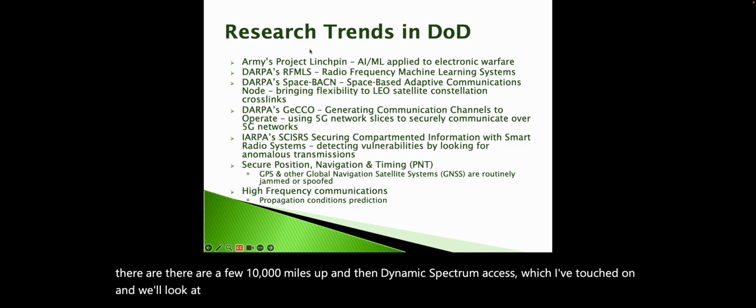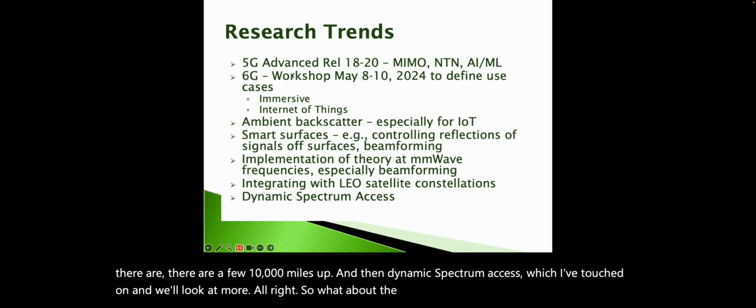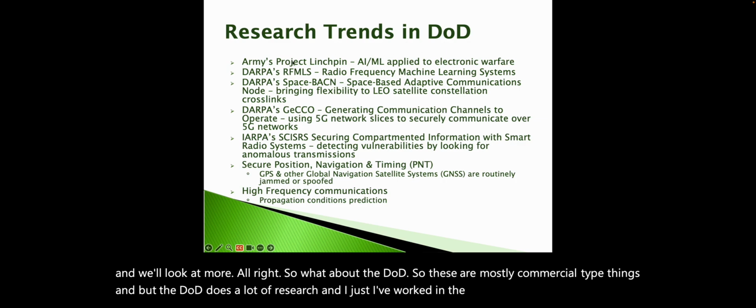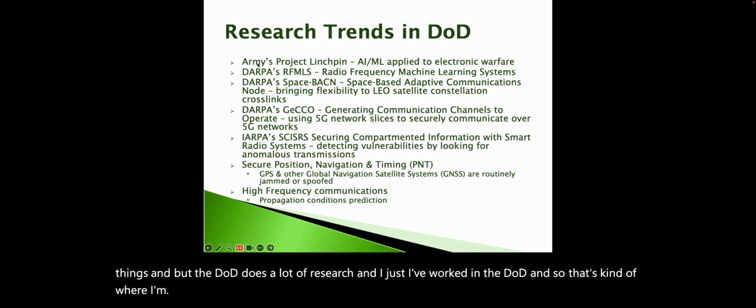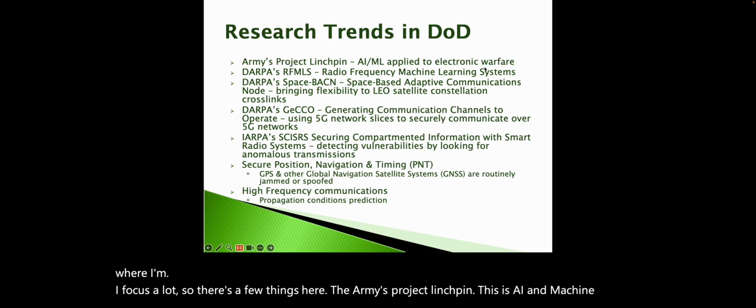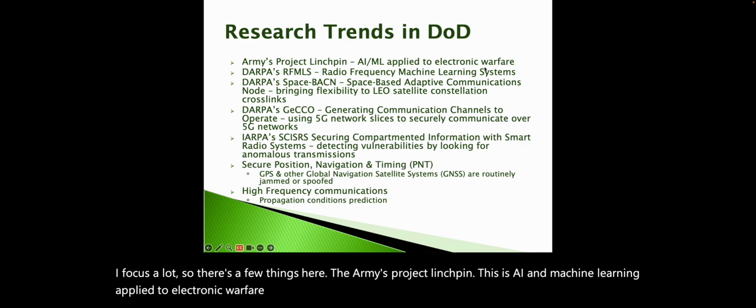All right, so what about the DoD? So these are mostly commercial type things, but the DoD does a lot of research, and I've worked in the DoD, and so that's kind of where I focus a lot. So there's a few things here. The Army's Project Linchpin. This is AI and machine learning applied to electronic warfare, signals analysis.